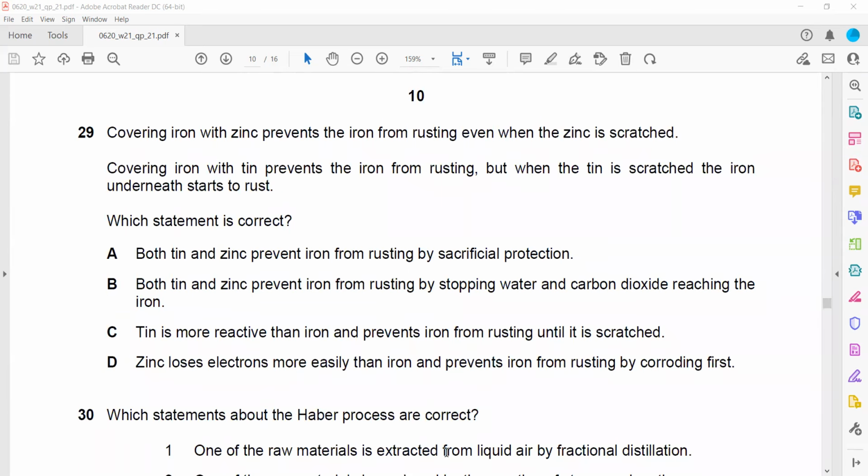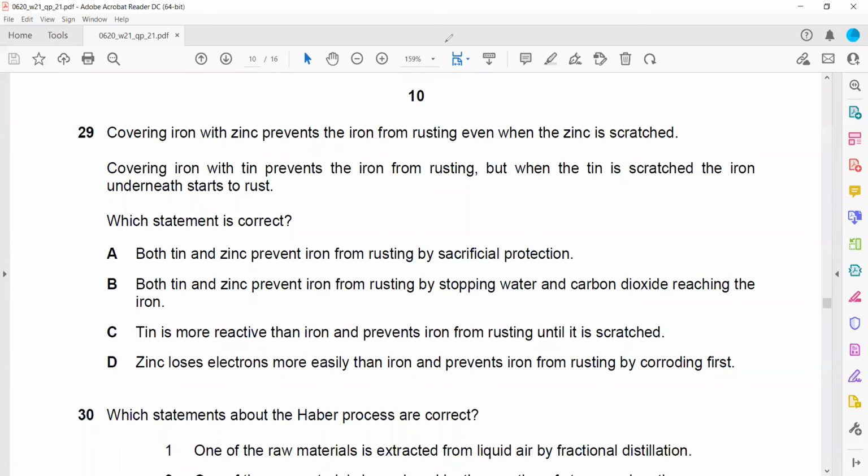In question 29, covering iron with zinc prevents the iron from rusting even if the zinc is scratched. If we have iron and we place a layer of zinc, or cover it with zinc, it prevents the iron from rusting, even if the layer is scratched.